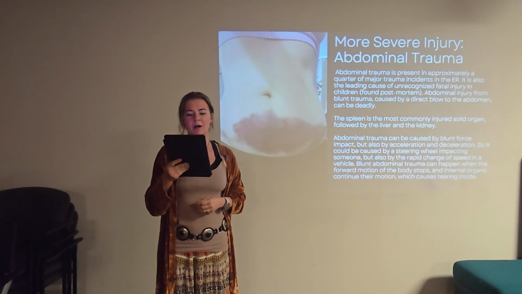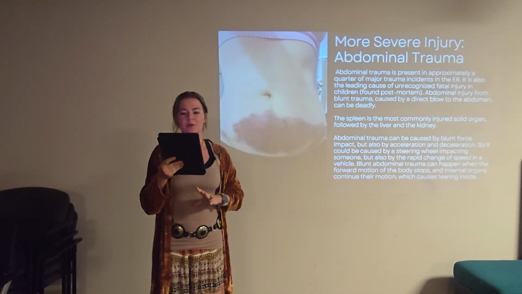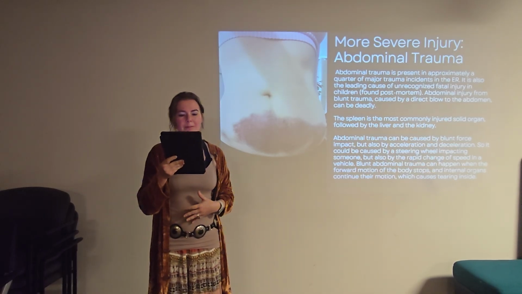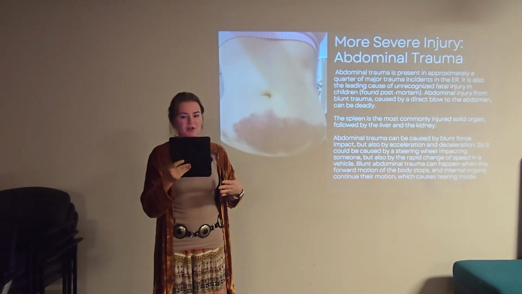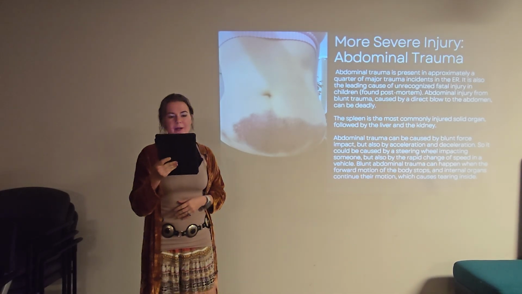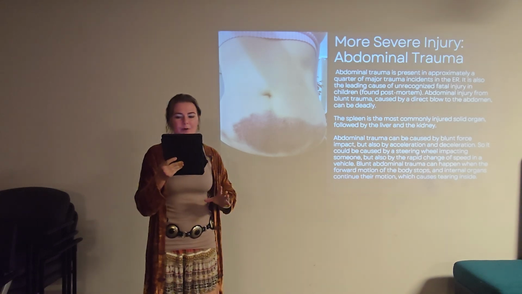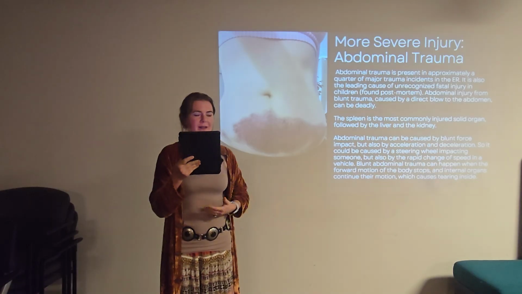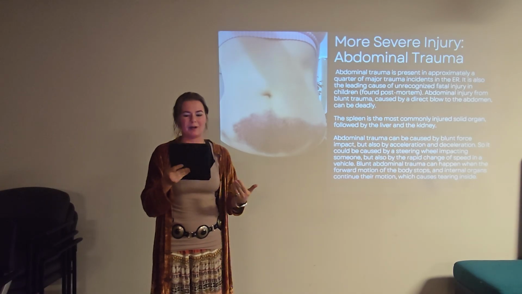Abdominal trauma can be caused by blunt force impact, but also by acceleration and deceleration. So it could be caused by a steering wheel impacting someone, but also by the rapid change of speed in a vehicle as it crashes. Blunt abdominal trauma can happen when the forward motion of the body stops and the internal organs continue their motions, which causes tearing inside, and then they slam into something. So you might actually have a combinatory injury.